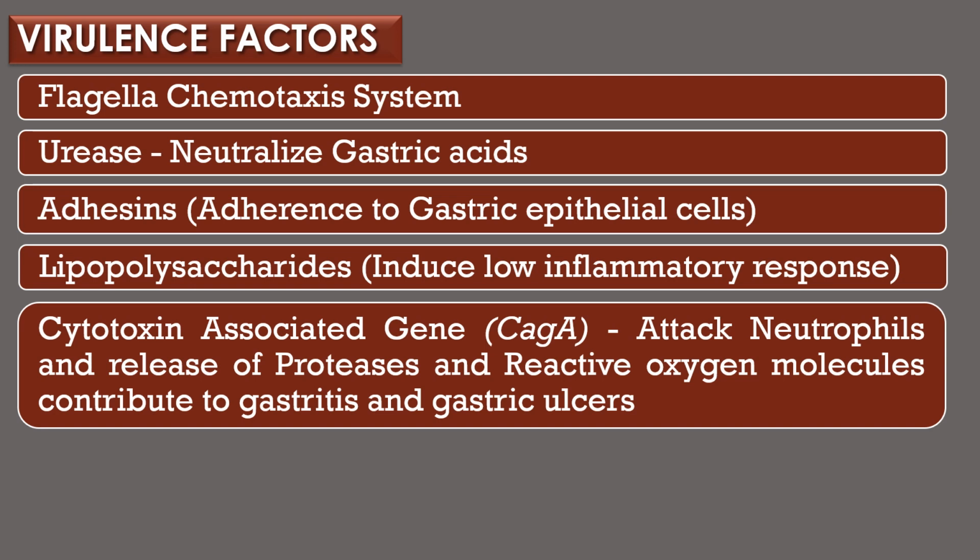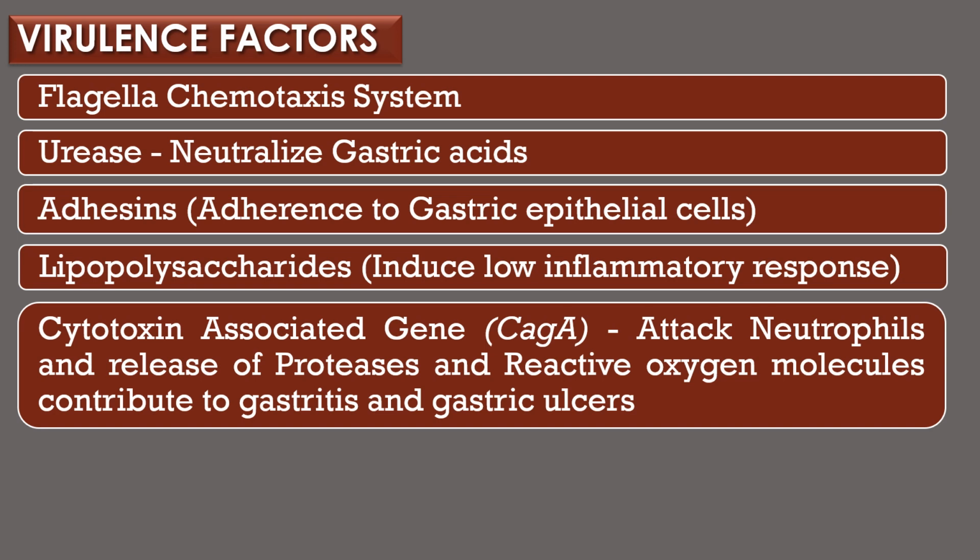Virulence factors of Helicobacter pylori. The ability of microorganisms to cause an infection or disease is called virulence, and the term virulence was first coined by the scientist Louis Pasteur. Virulence factors are the factors which are responsible for causing an infection in human beings, and here Helicobacter pylori have 5 virulence factors. The first virulence factor is flagella chemotaxis system.